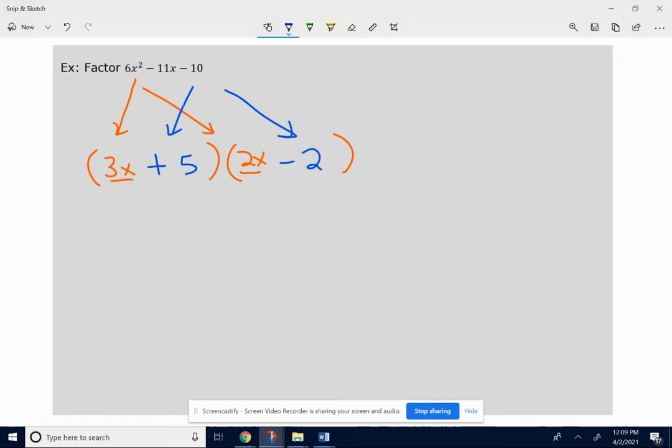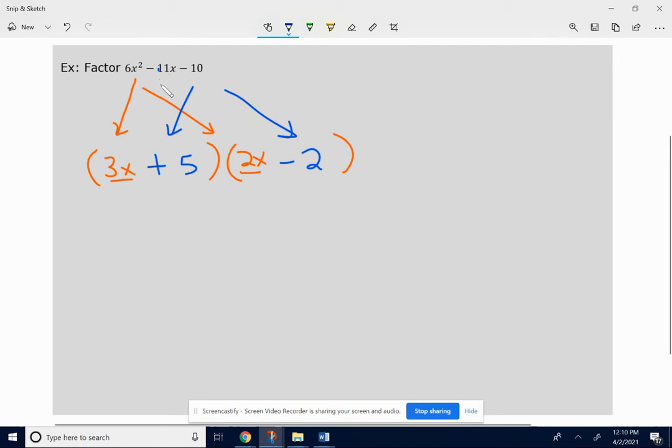Okay, I'm just trying this. I know that if I FOILed this out, my 6x squared would be fine, because I'm going to take 3x times 2x, and that's going to give me 6x squared. I know that my last term would be okay, because I want to take a positive 5 times a negative 2, and that will give me the negative 10. Okay, everything's good except possibly the middle term.